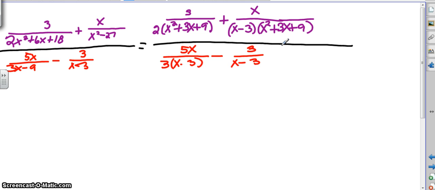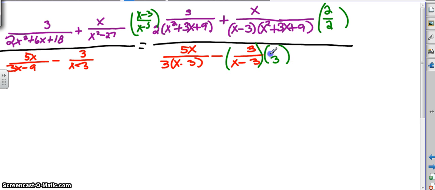Now, in order to get these two fractions to add together, I have to have a common denominator. So I'm going to have to multiply by 2 over 2 here because this denominator was missing this 2. On this fraction, I need to multiply it by x minus 3 over itself, which is just 1, so I'm not changing any value. All I'm doing is changing the way that this looks. Down here, in this denominator, I need to multiply it by 3 because this x minus 3 is missing this 3.